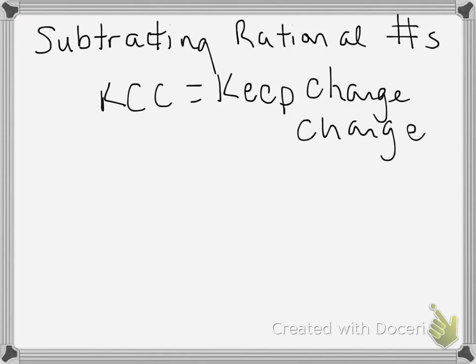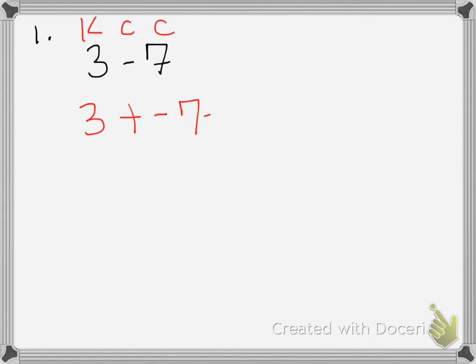Keep, change, change. And then you add. So our first step is to keep, change, change. Then you add like normal. So like in the last video when we talked about adding rational numbers. So, for example, what that means, if we have 3 minus 7, we are going to KCC. Keep, change, change the sign of the second number. Then we add like normal.